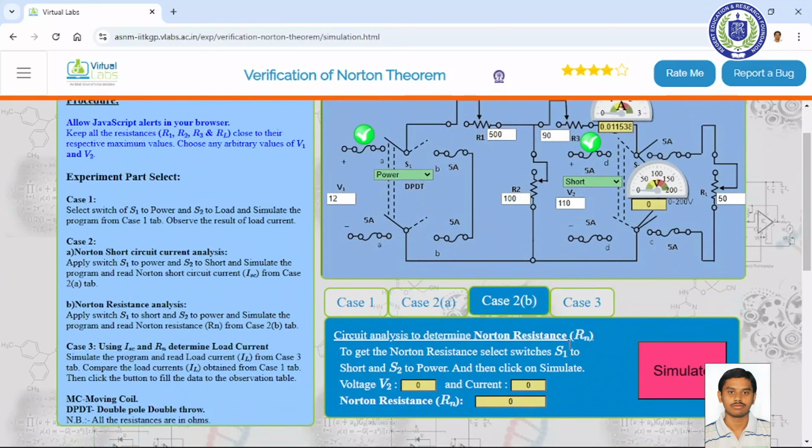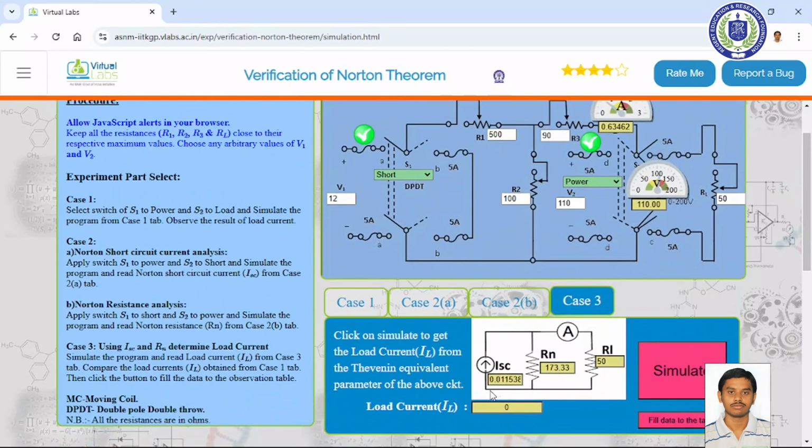Next, in case 2, we calculate Norton's resistance. The voltage source is short circuited, and here we apply a voltage, suppose 110 volt. Then we calculate the current and voltage and calculate the RN, Norton's resistance. Our value is 173.33. This is the Norton's resistance.